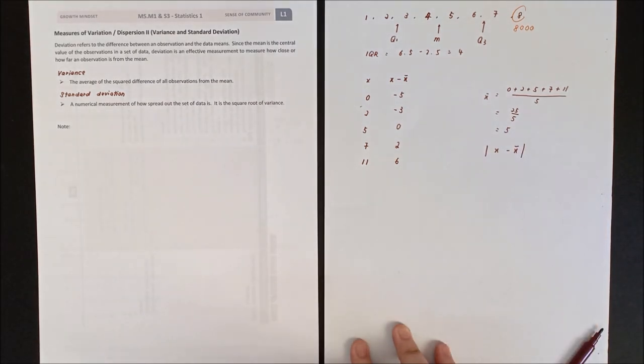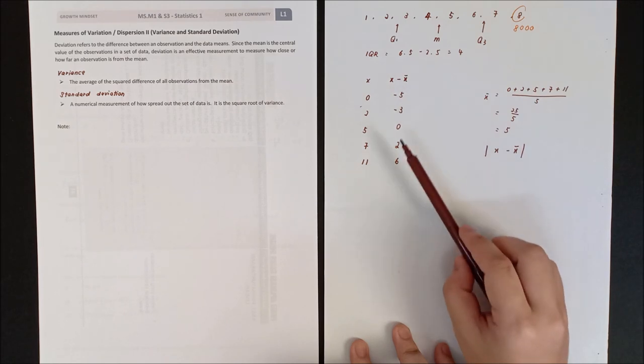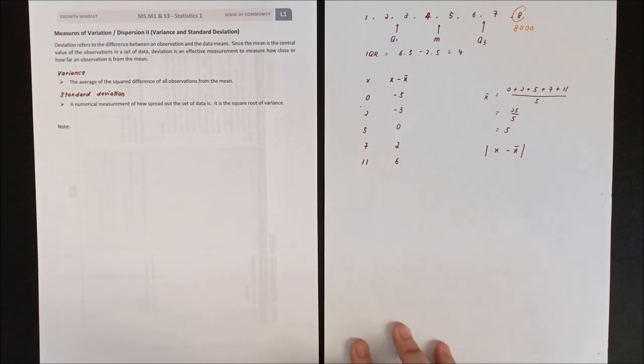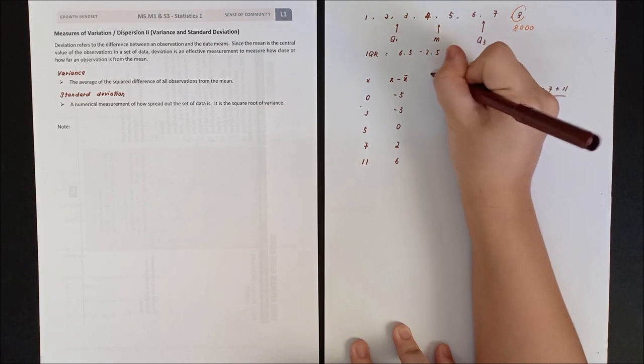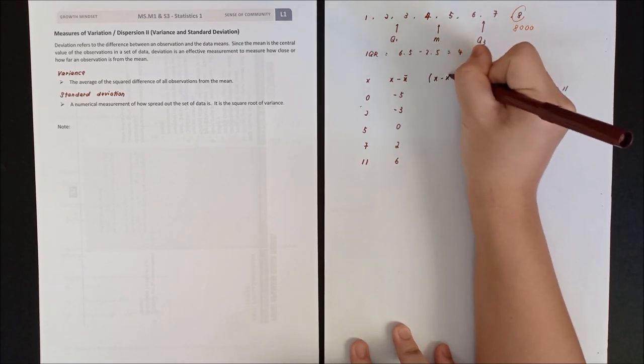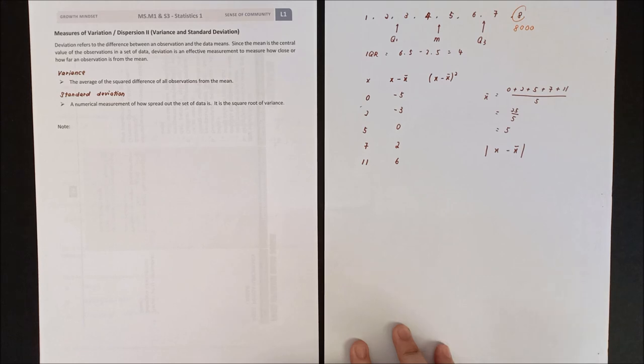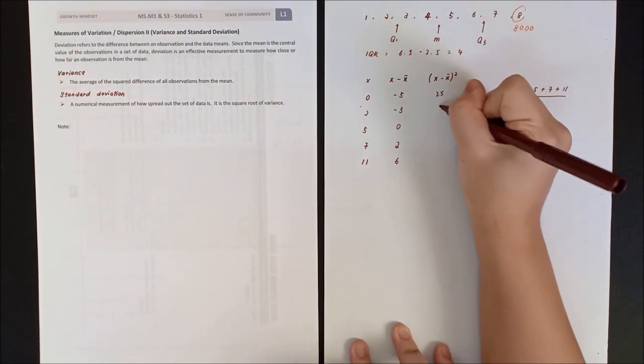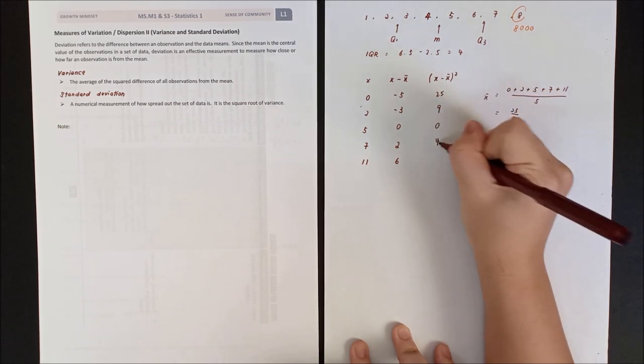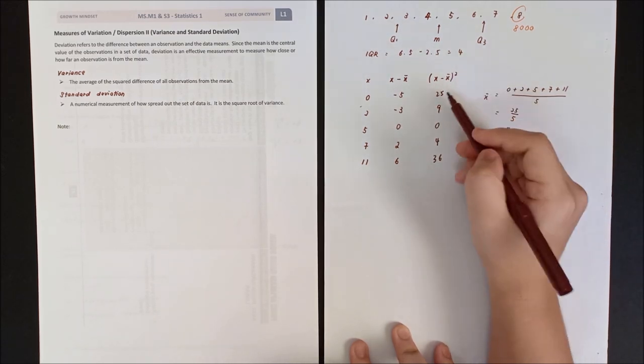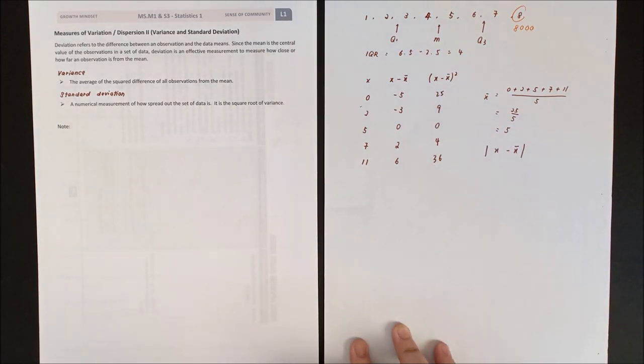But actually modulus is not so comprehensive if you want to do this in calculation or in modeling. So the other way of changing every negative to positive is to square every number. Instead of using absolute value, I square my number so I can get the positive distance in square. So 25, 9, 0, 4, 36. This is how I change every value to be positive.